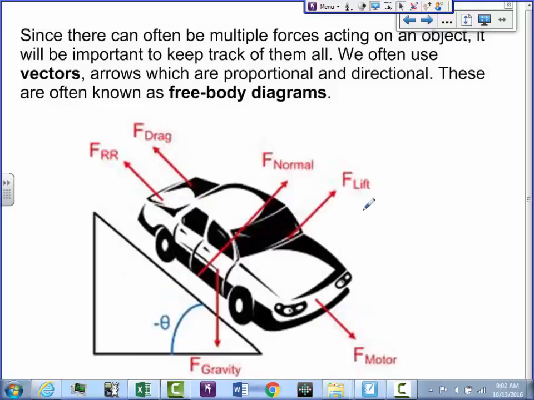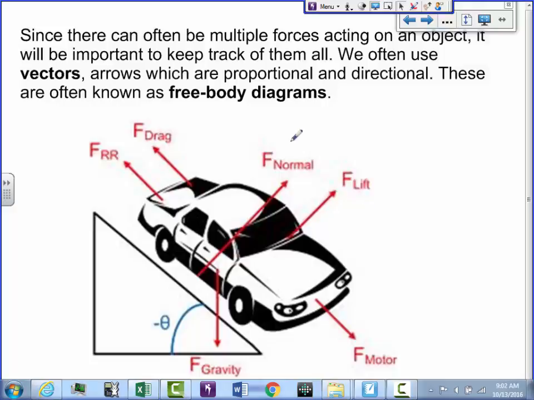One of the things that we'll do in this unit is draw what's called a free body diagram. This is the technical term for it. Essentially what we do is we draw a picture of whatever object we care about, and we're going to talk about all the different forces that happen to be applying to it.